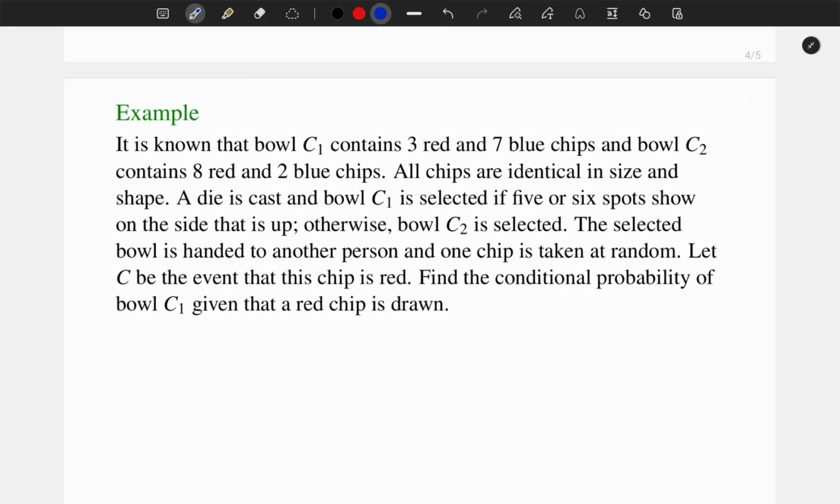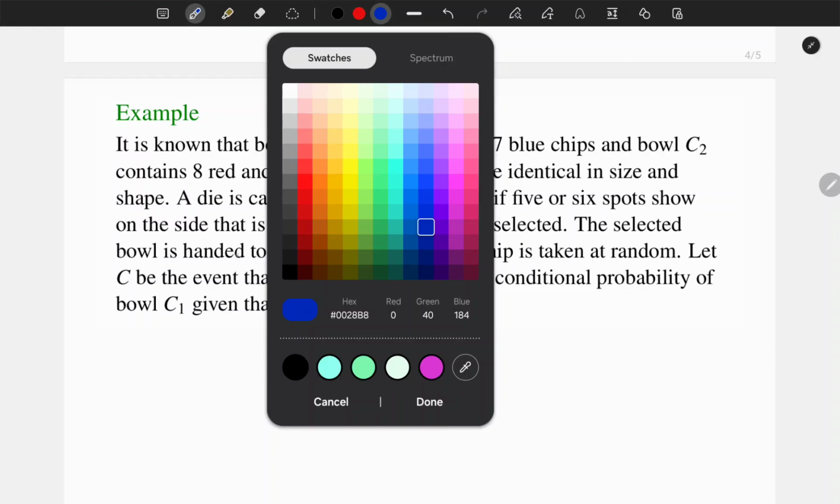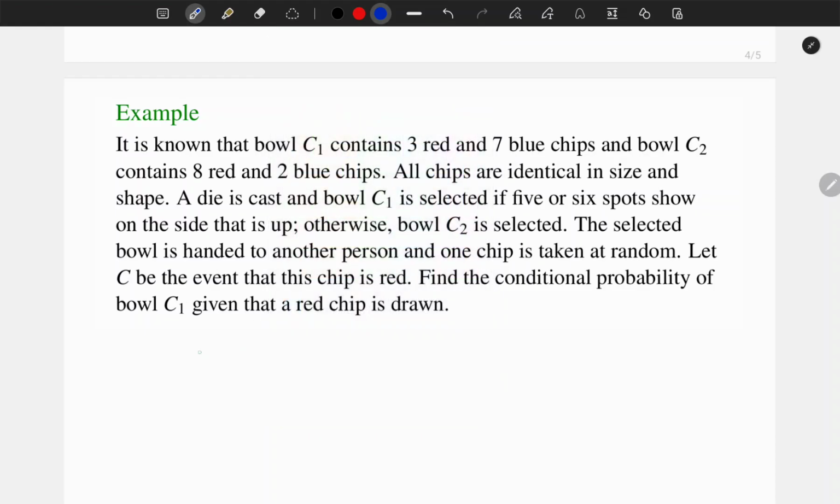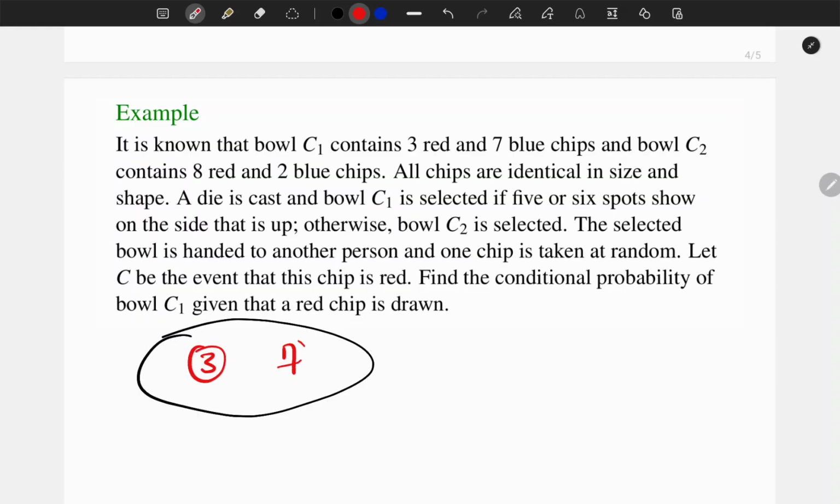So it is known that bowl C1 contains 3 red and 7 blue chips. So let's go to bowl 1. This is bowl 1 and it contains 3 red and 7 blue.